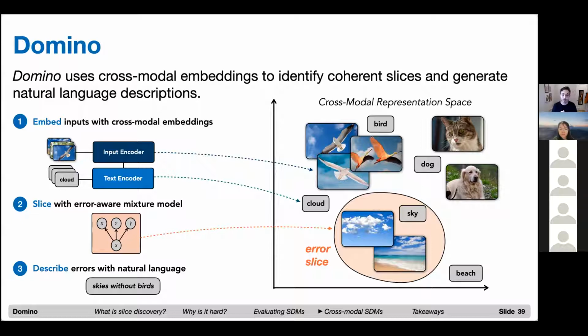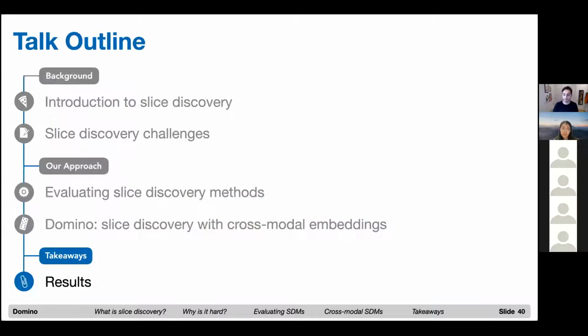So we set out to try to find another way to help practitioners understand what concept, what's the main idea behind a slice. In order to do this, Domino generates automated slice descriptions using the text embeddings nearest to the slice in the joint embedding space. Generating these natural language descriptions, I think, was one of the most exciting parts of this work. And it was really neat to see that this actually could work a lot of the time.